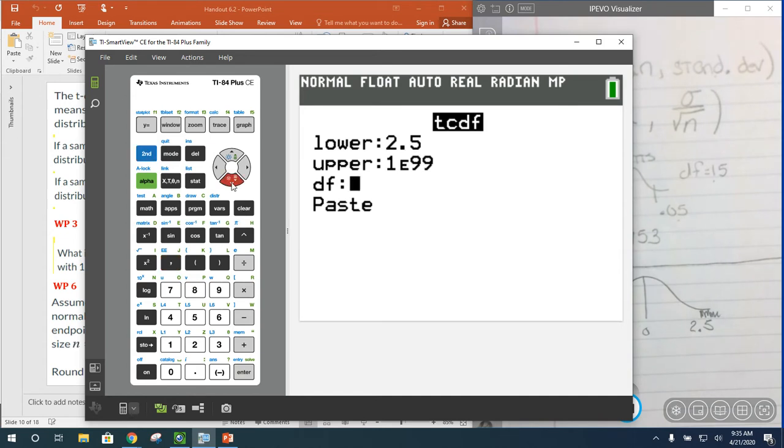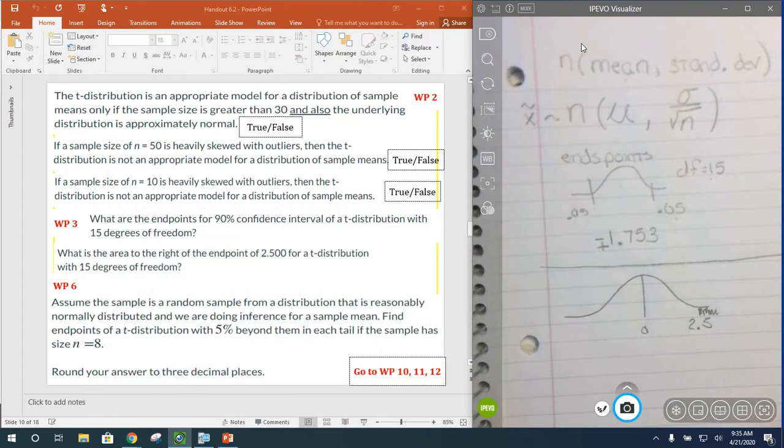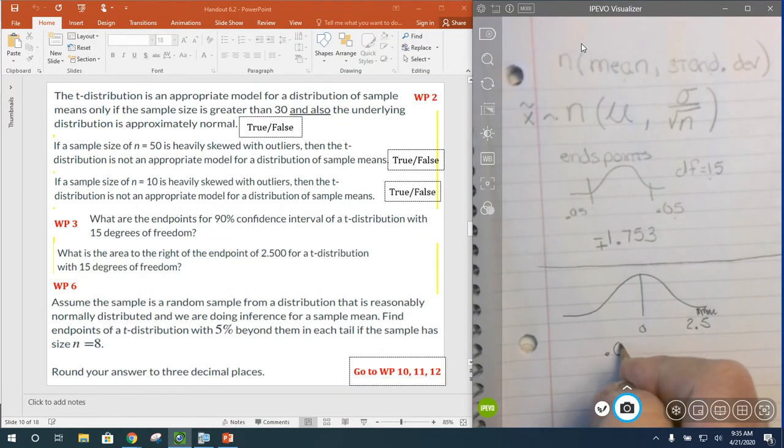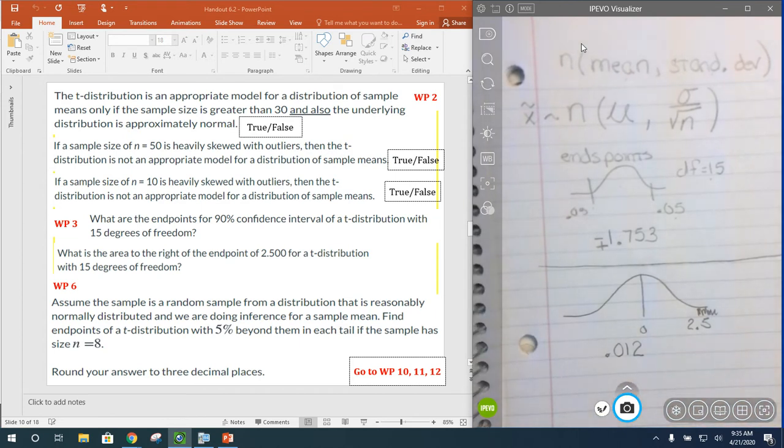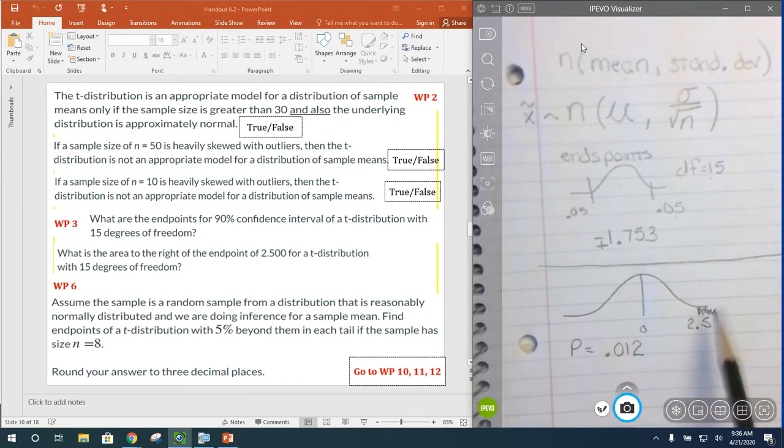And your degrees of freedom were exactly the same degrees of freedom at 15. And that's going to give me an approximate area of 0.012. If I'm calculating that into area as a percentage, then it's approximately 1.2%. But as a decimal, this is my value. And remember, this is my p value because it's the amount of area encompassed from the point 2.5 going to the right with degrees of freedom of 15.